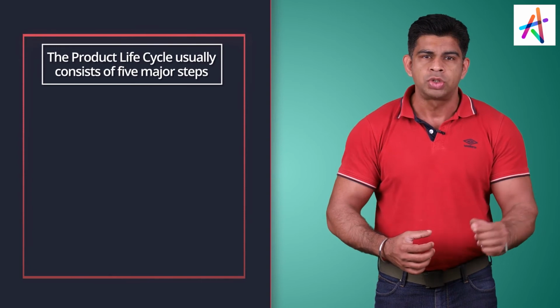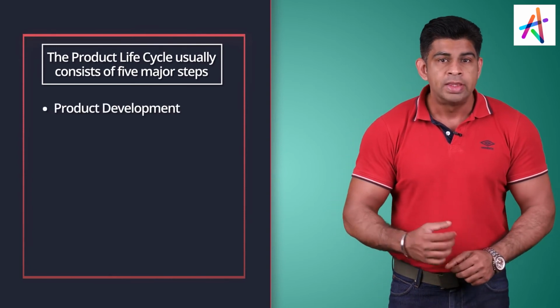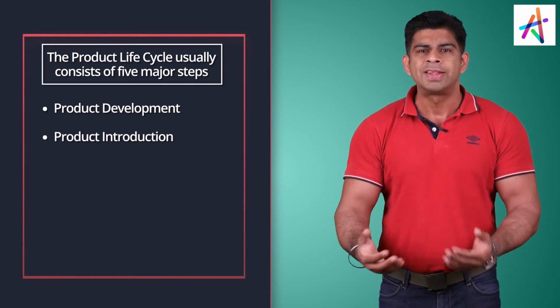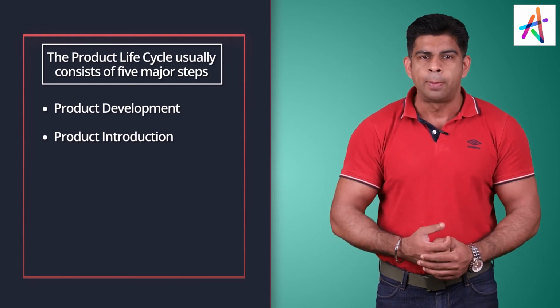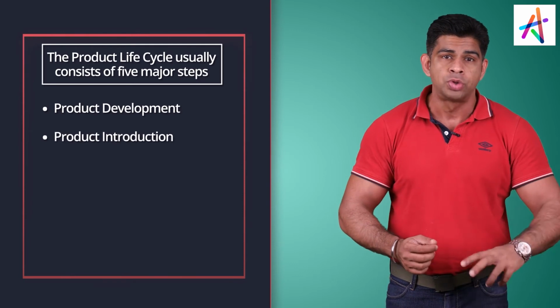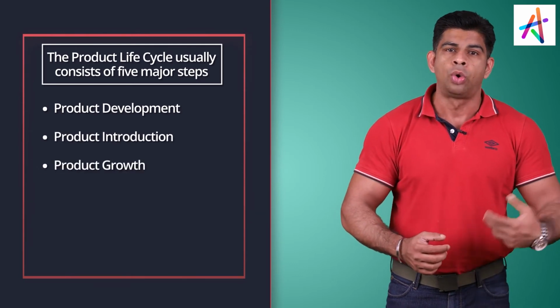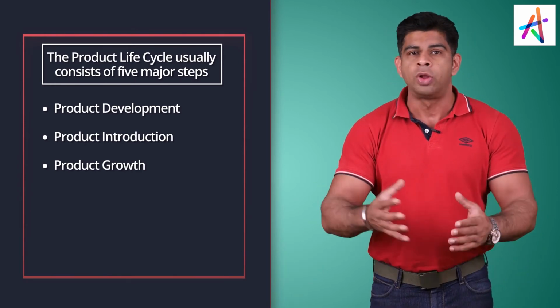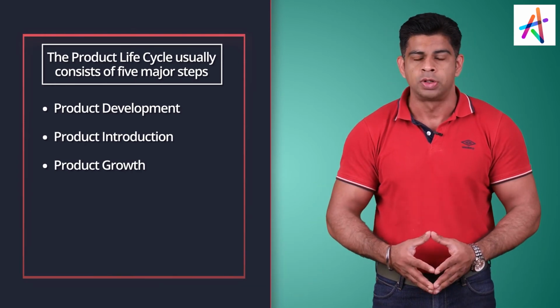To come up with a product, you need to first develop it. Then the product will be introduced into the market. After introduction, you will get some feedback from the customers, and depending upon that, the product ideally is supposed to grow. So there will be a product growth phase in which you might have to make certain enhancements depending upon the feedback that you have been receiving from the customer.